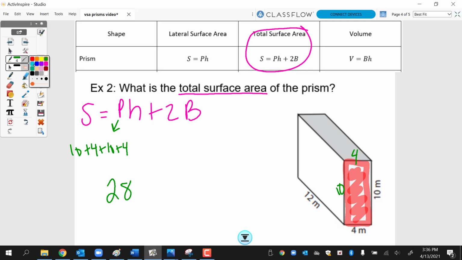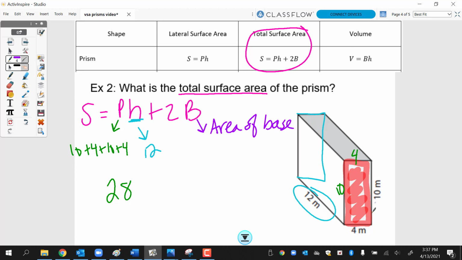Great. The height of the prism, H, connects my two bases. Well, if this is the base that I chose, my other base would be back here. So connecting these two bases is this number right here, 12. So it's going to be 12. Okay, big B. This is where it gets tricky. Big B is the area of the base.